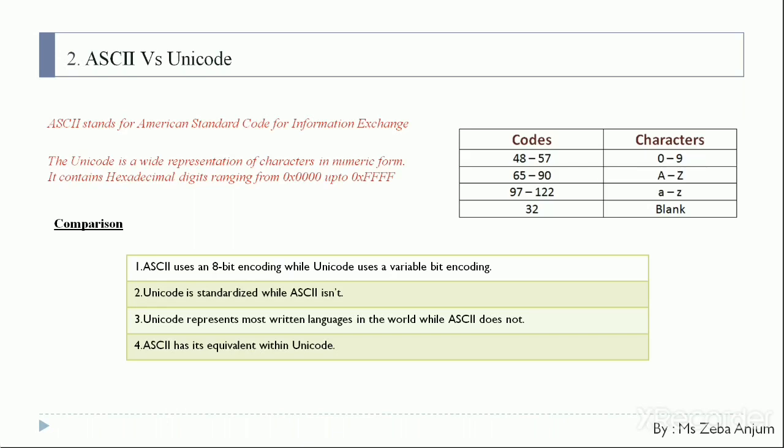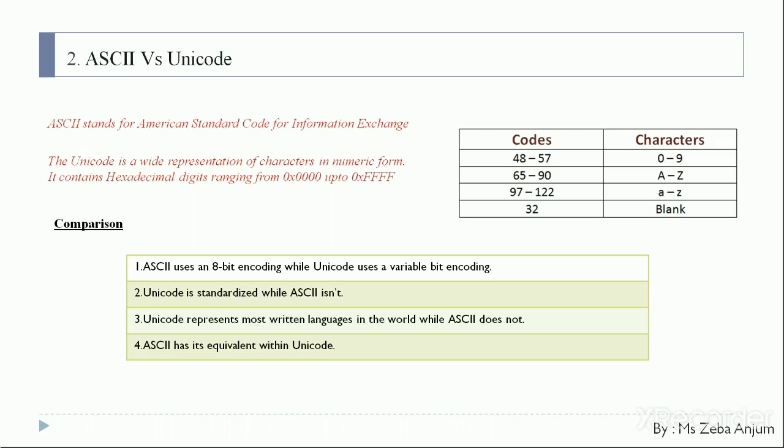So anyhow, Unicode contains a wide representation, and that is why it is a standard code. ASCII is very popular but not standardized, but Unicode is actually a standardized representation. The third one we talk about is Unicode represents most written languages in the world while ASCII does not. Yes, it is true. For Unicode, if you see, it contains 146 modern and historical scripts. But for ASCII, only 128 characters can be used from 256 characters.